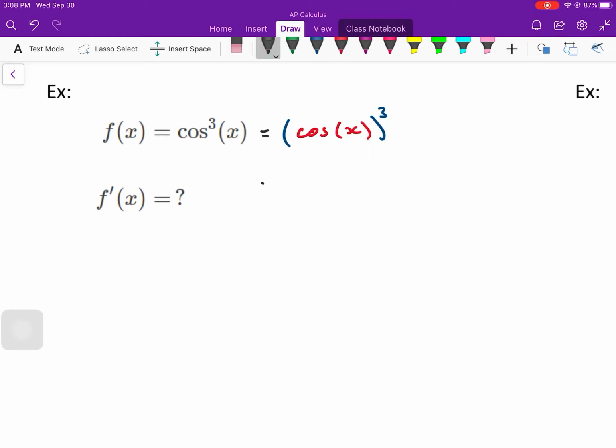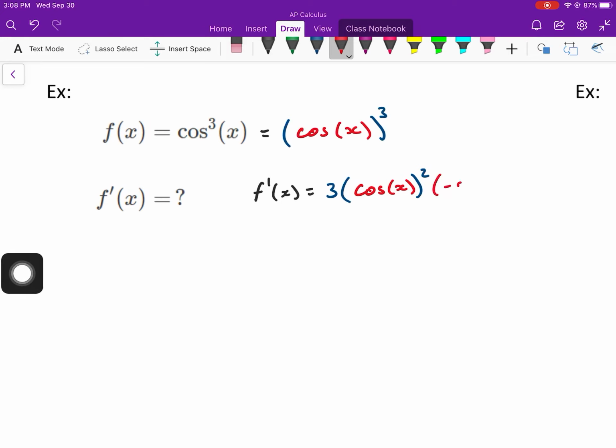So when we take this derivative, f prime of x is going to be 3 times cosine of x squared. So all I do is bring down the 3, take away 1. And the derivative of cosine of x is negative sine x. Remember, we're multiplying by that. So negative times a positive is just going to be negative 3.